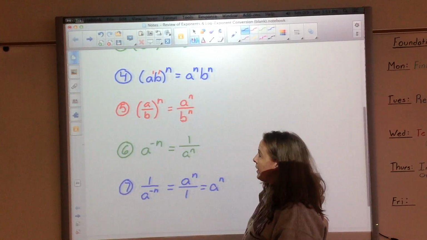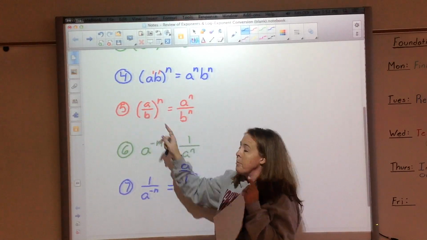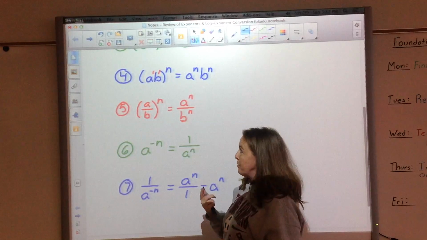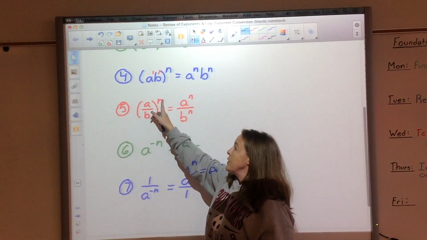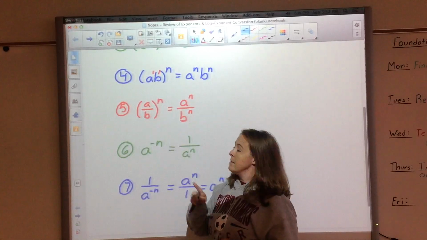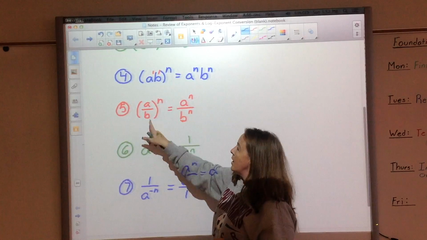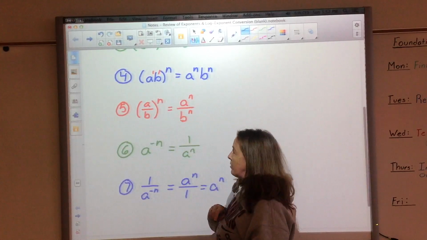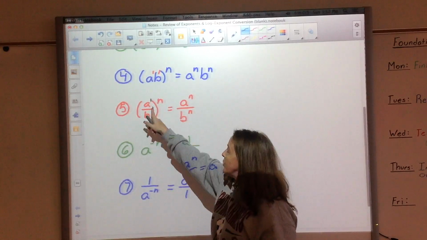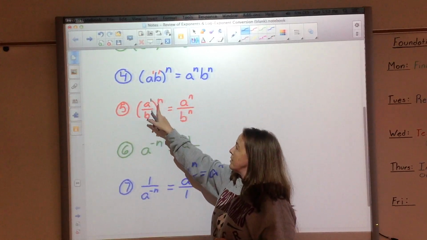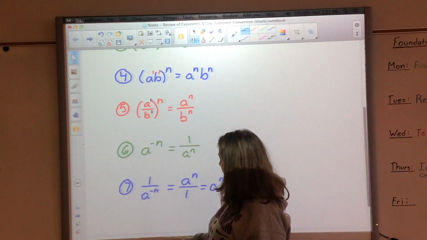For our fifth property, this is very similar as well. We have 2 bases inside, but instead of being multiplied this time, they're being divided, and that's being raised to a single exponent. So you simply distribute that exponent onto both bases. So we keep our base of a with an exponent of n, and our base of b with an exponent of n, because these are understood ones here. So 1 times n is n, 1 times n is n. Therefore, a to the n over b to the n.